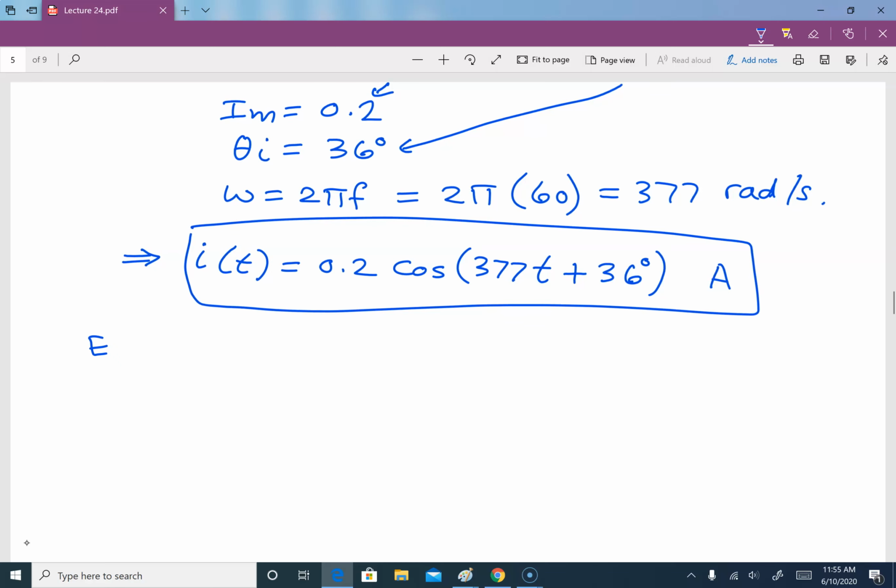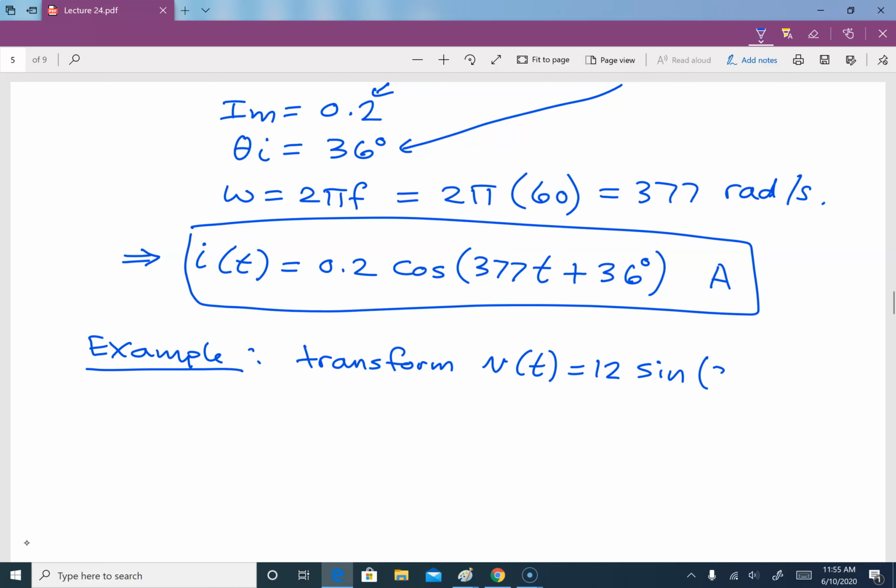So let us take another example here. Transform v of t is equal to 12 sine 377t minus 60 degrees volts to phasor or frequency domain.